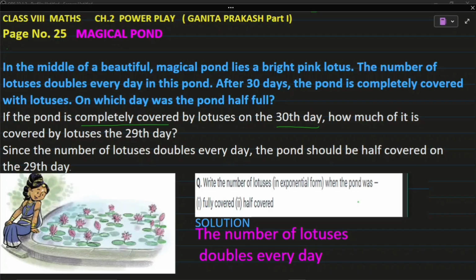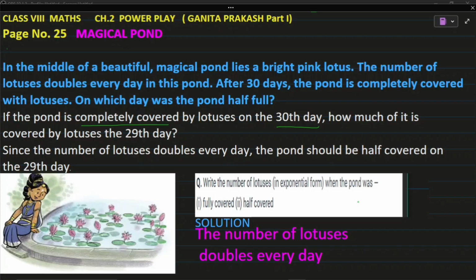That means if today there are 2 lotuses, tomorrow 4, the next day 8. In that way, the numbers will increase. So after 30 days, the question says, the pond is completely covered.